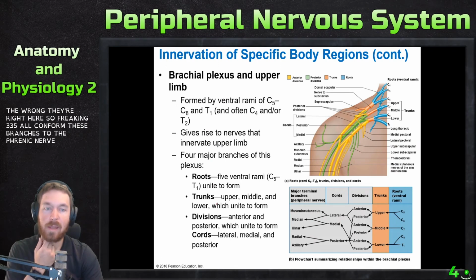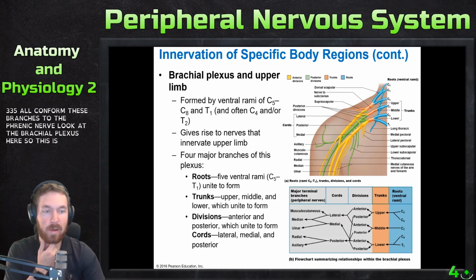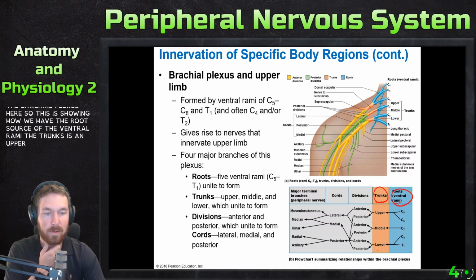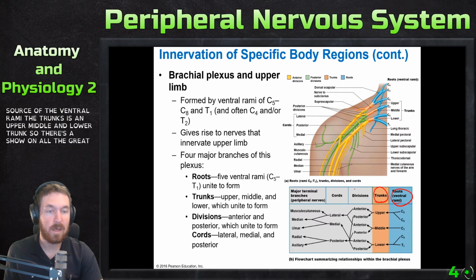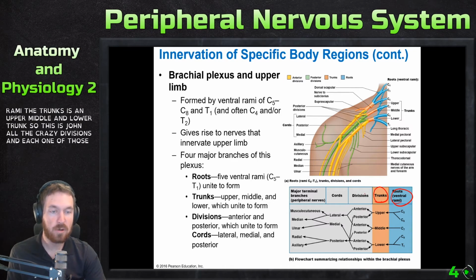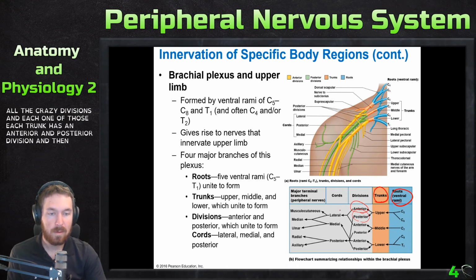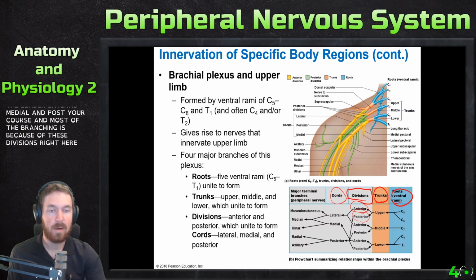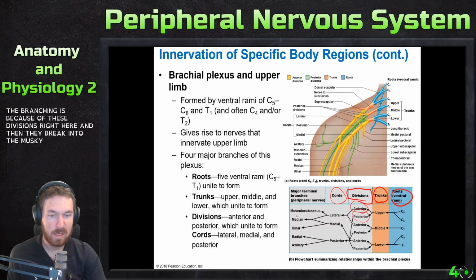And then if we look at the brachial plexus here, this is showing how we have the roots, which are the ventral rami, and the trunks: an upper, middle, and lower trunk. So this is showing all the crazy divisions. Each trunk has an anterior and posterior division, and then they're broken into the lateral, medial, and posterior cords. Most of the branching is because of these divisions right here. And then they break into the musculocutaneous, the median, the ulnar, the radial, and the axillary.